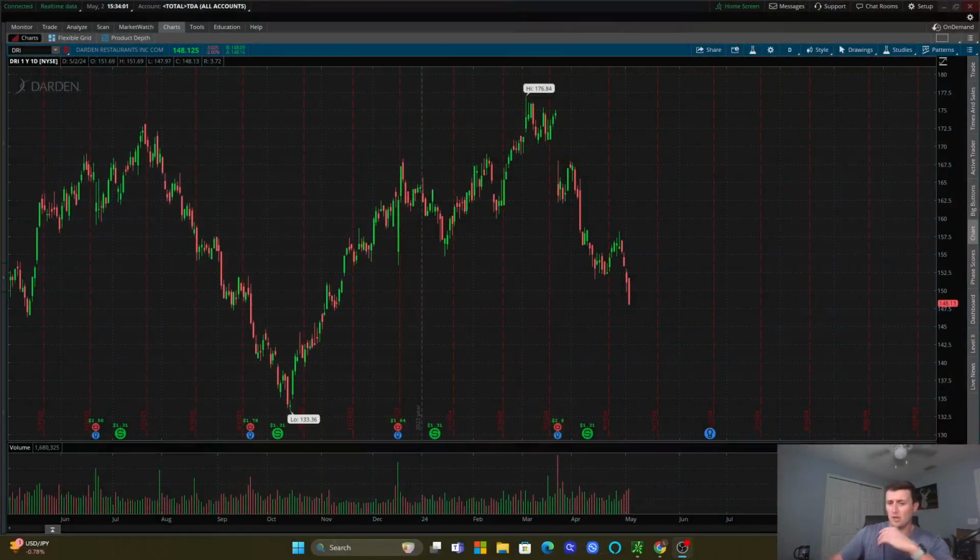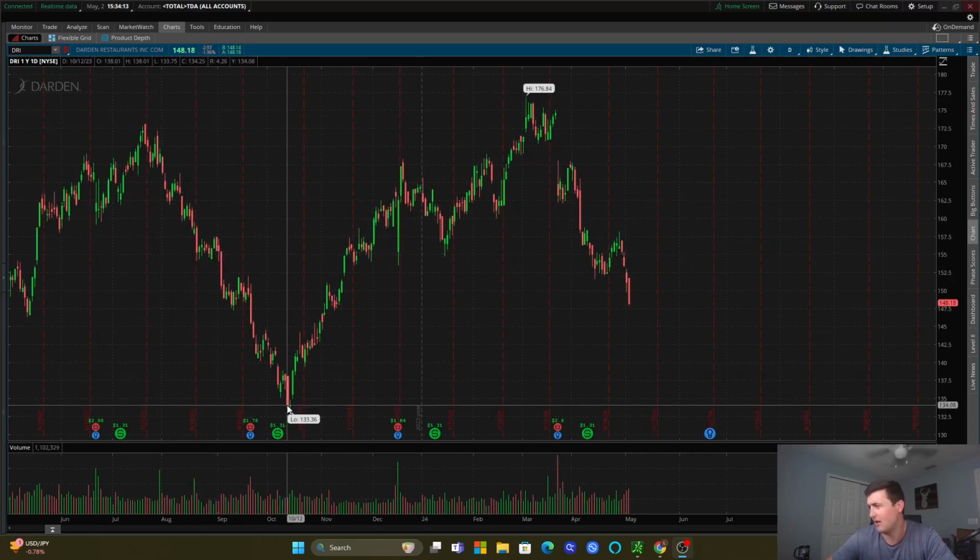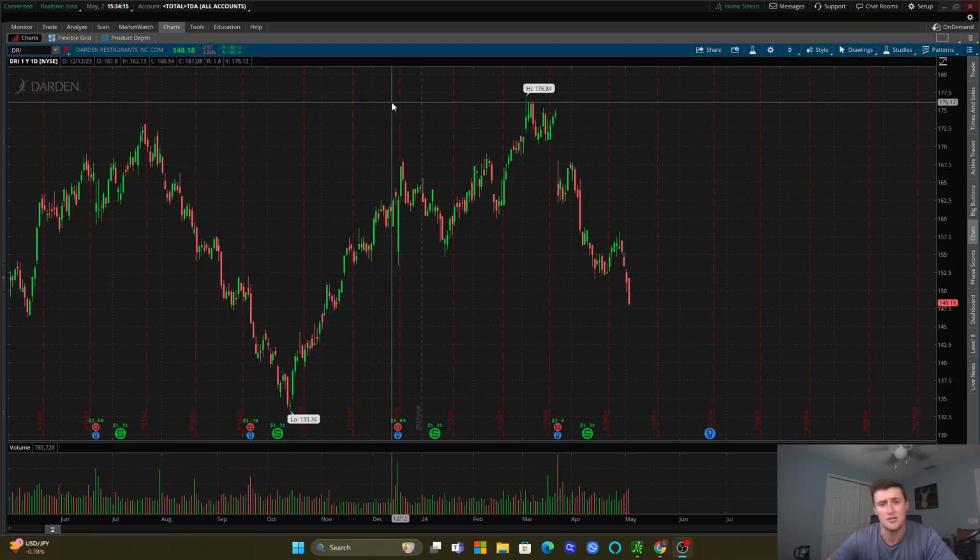So let's see exactly how we can pull up the chart and go ahead and use the EMA. I have DRI as an example right here, and I feel like it's going to be a good example because you see it did a lot of movement throughout this year, went up and down, pretty much traded sideways between 135 and 175. This tells me that this might be a very sensitive stock to the EMA.